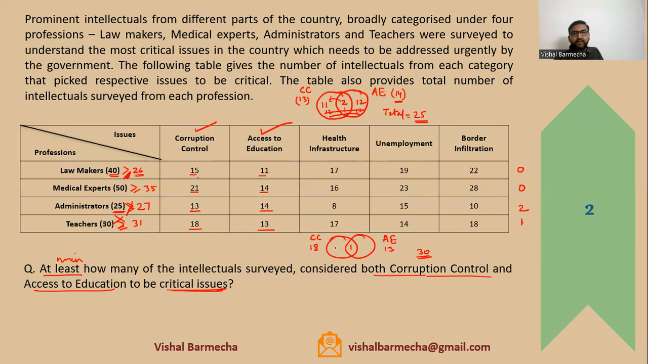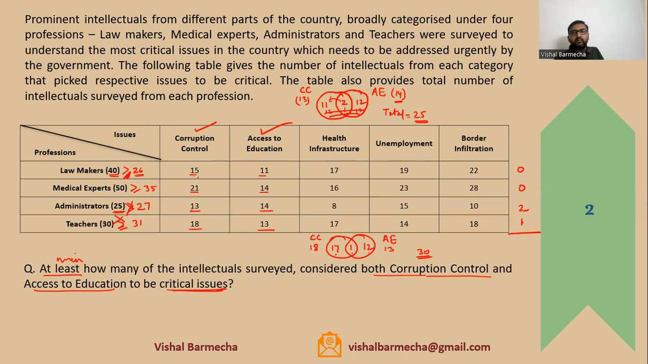Now 18 and 13, if I try to keep them separate, it will add up to 31. तो कम से कम 1 को मैंने कॉमन डाला है, तो यहाँ 17 हो जाएगा, यहाँ 12 हो जाएगा. Now if I add them, it's coming to 17 plus 1, 18 plus 12, 30. Exact 30 आ रहा है. So minimum 1 person is there.